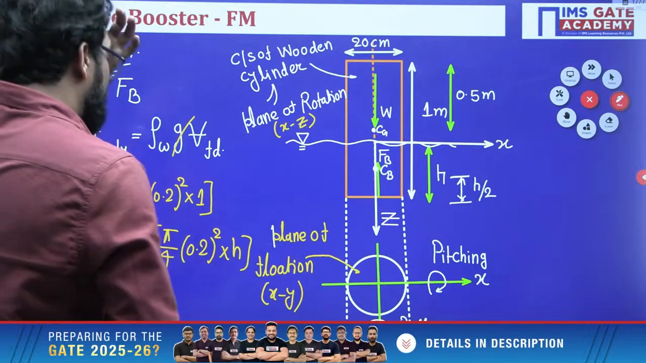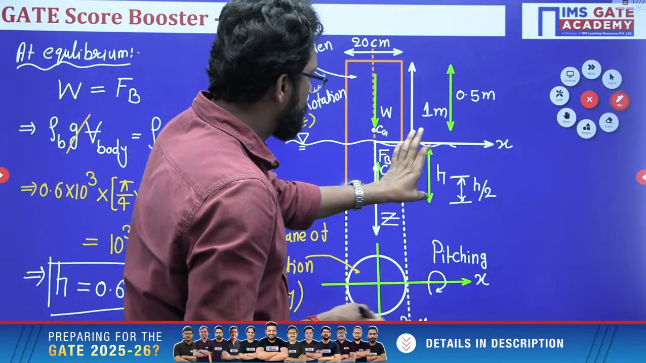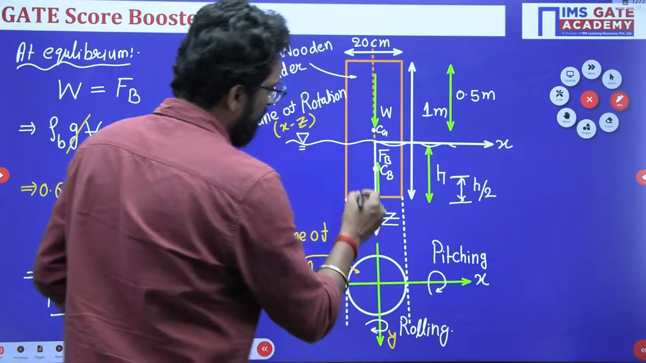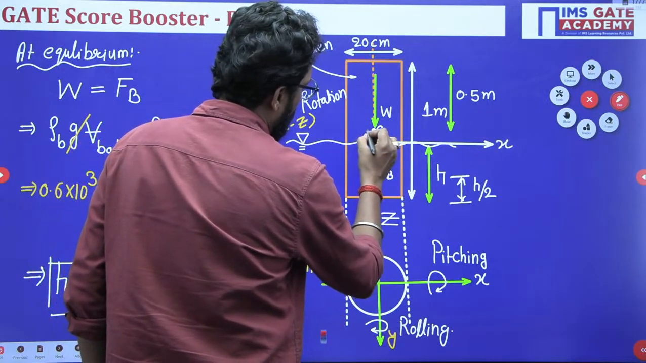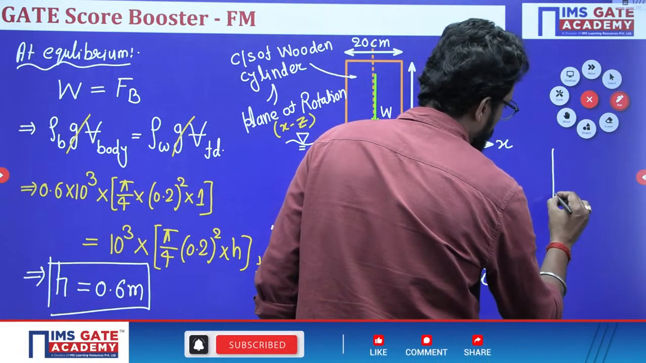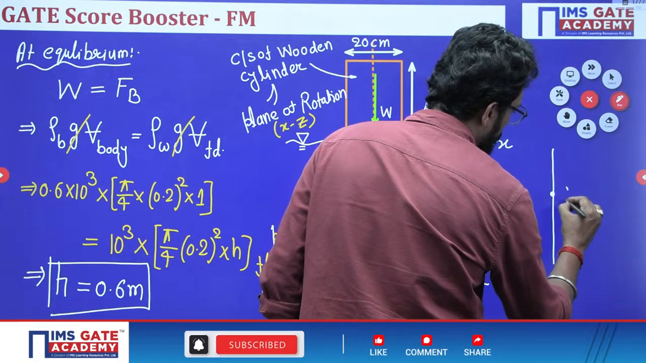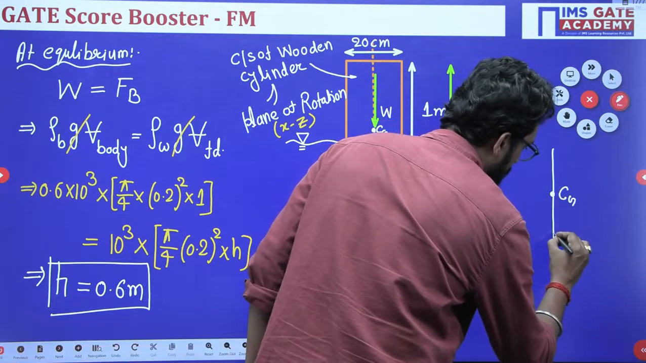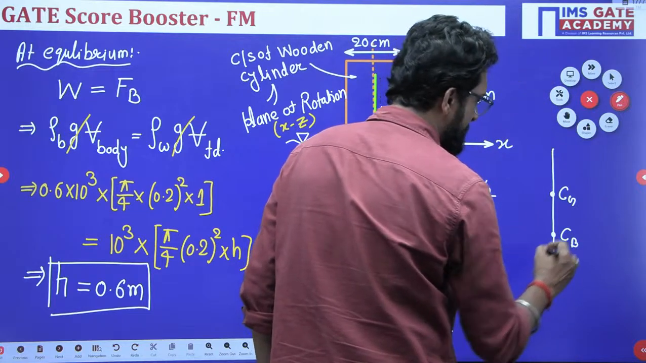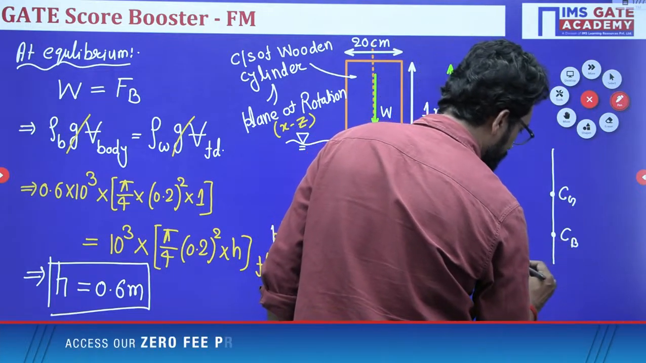So now, my dear, you have this submerged depth. So this is your CG, this is your CB, and this is your base, let's suppose.